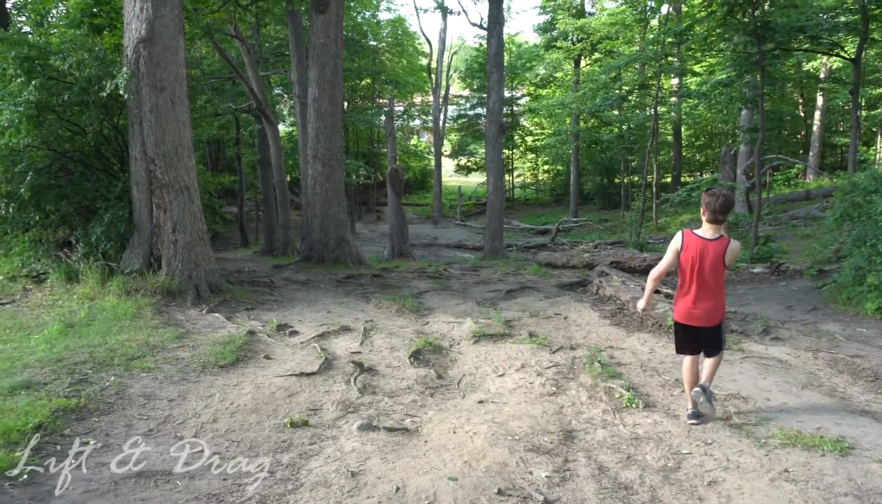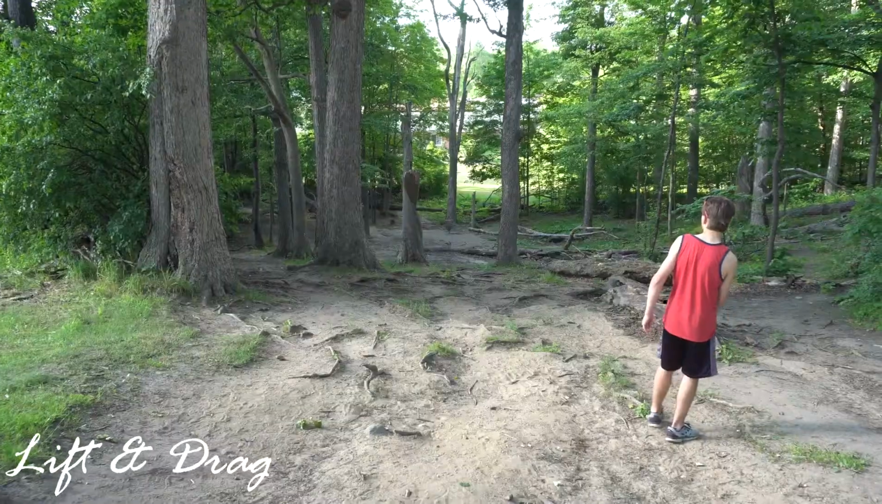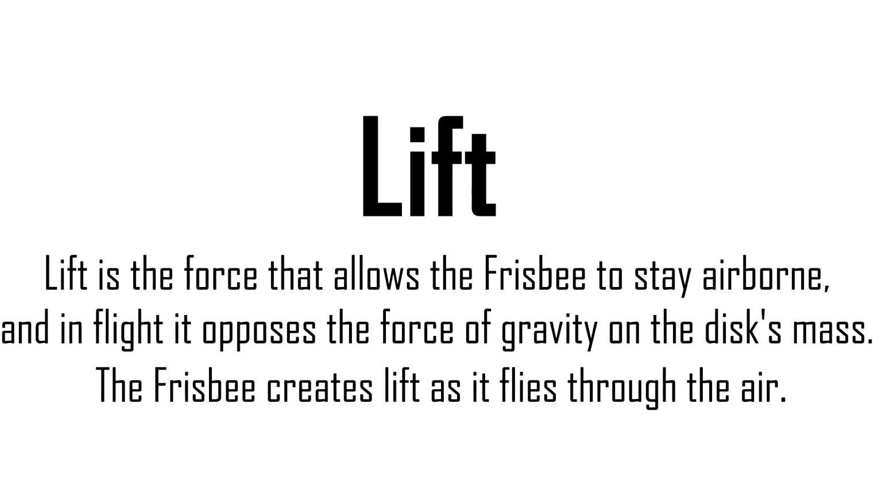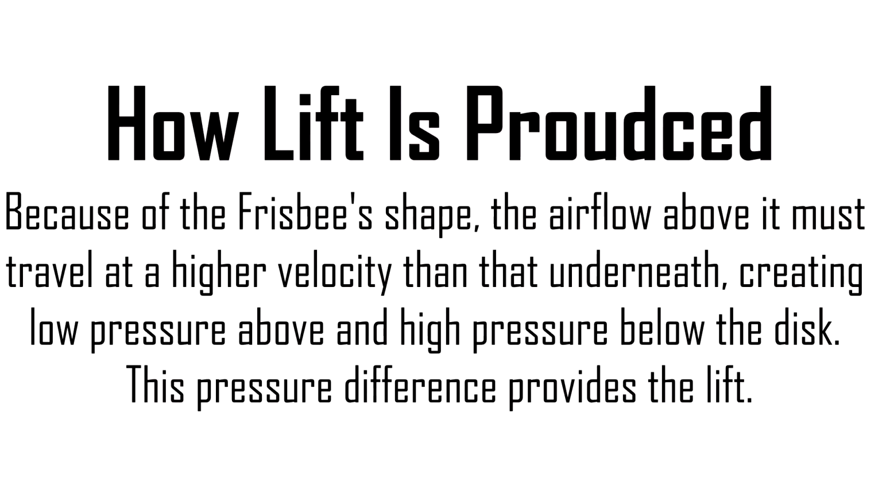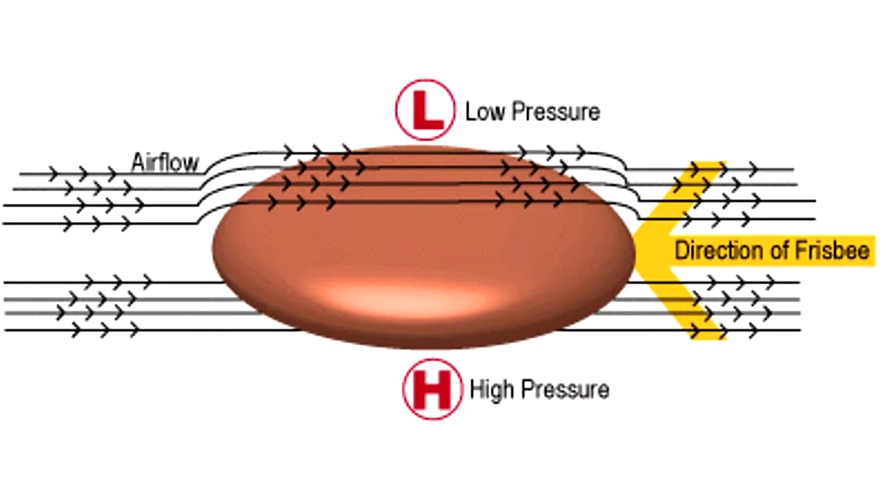Concept 2, forces, specifically lift and drag. Lift is the force that allows the frisbee to stay airborne and in flight, and opposes the force of gravity on the disc's mass. The frisbee generates lift as it rotates through the air. Because of the way the frisbee is shaped, the airflow above the disc must travel at a higher velocity than the airflow underneath the disc, which creates a low pressure above and a higher pressure below the disc.